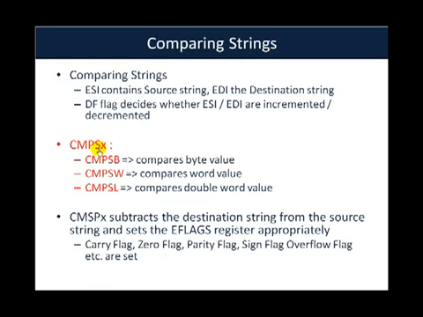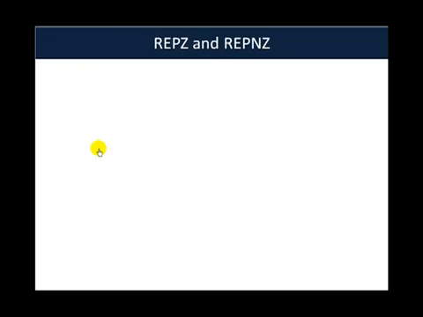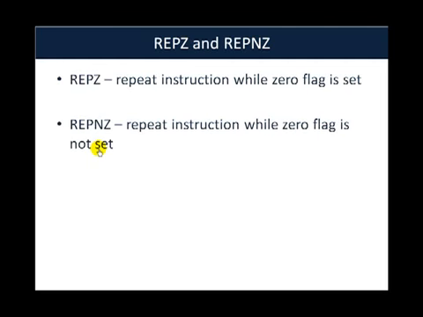So in this video, this is what we've learned: various string instructions and comparisons using which one can work with strings in assembly. What I'd like to leave you with as an exercise is to look into the REPZ and REPNZ series of instructions. Using the zero flag, whether it is set or not set, it is possible to repeat various instructions. Check it out. This is left as an exercise to you.